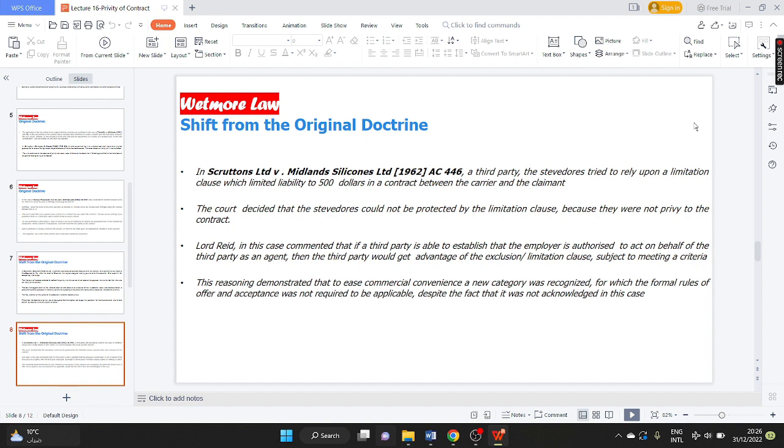Lord Reid, in this case, commented that if a third party is able to establish that the employer is authorized to act on behalf of the third party as an agent, then the third party would get the advantage of the exclusion or limitation clause, subject to meeting a criteria. This reasoning demonstrated that to ease commercial convenience, a new category was recognized, for which the formal rules of offer and acceptance were not required to be applicable, despite the fact that it was not acknowledged in this case.